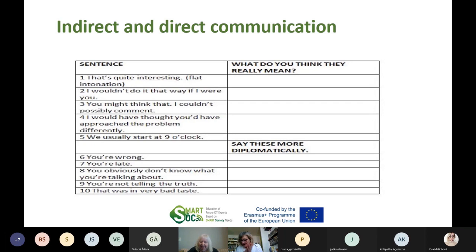So as you can see, British people are very good at using indirect communication, implicit. They are very diplomatic. You might think that I could not possibly comment. What do you think they really mean? If Alison tells you, I could not possibly comment, what do you think she means? Nothing? She might mean you're wrong.